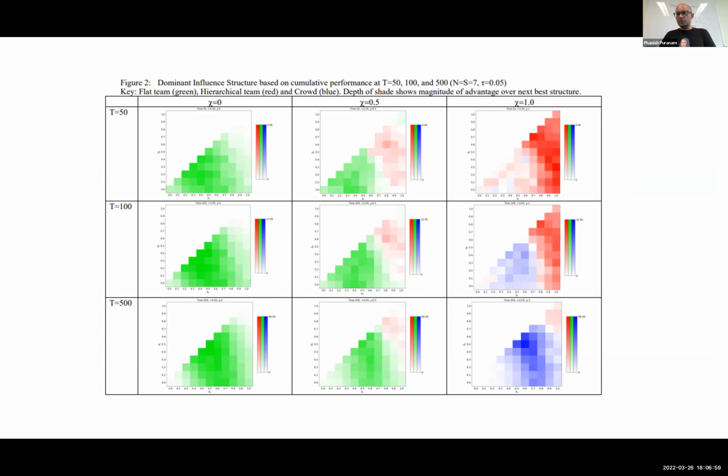It is intuitive that, given time pressure and dependency, hierarchy should do well. Less intuitive is why, given more time, even given dependencies, the crowd can actually end up doing better. And why is it that under parallel structures, you actually need the flat team and the crowd is not enough? So what's going on?